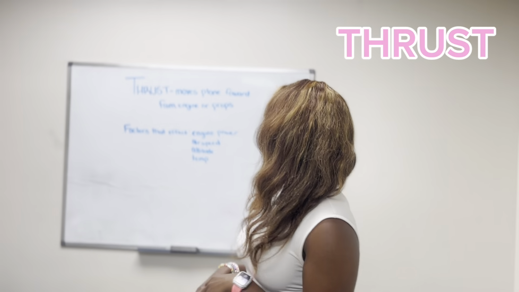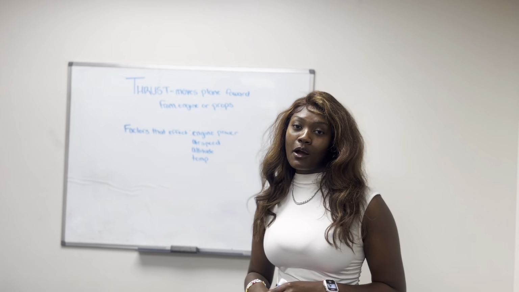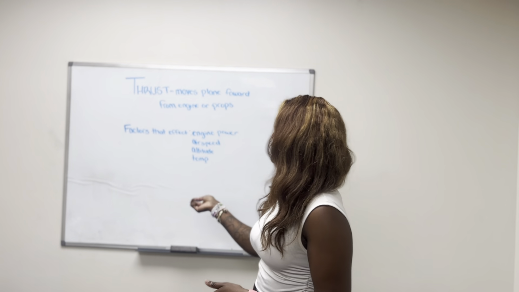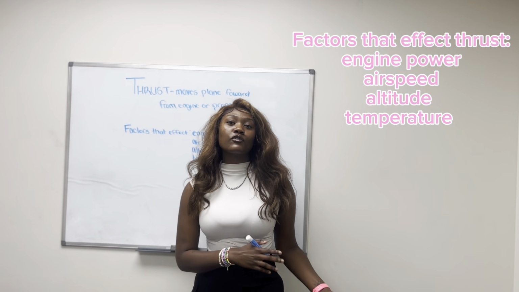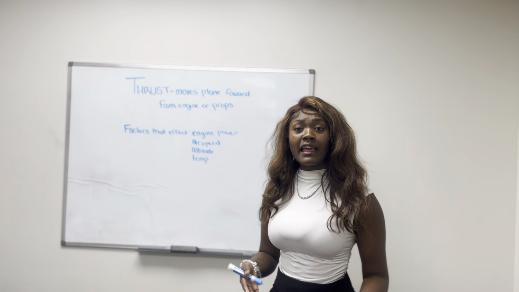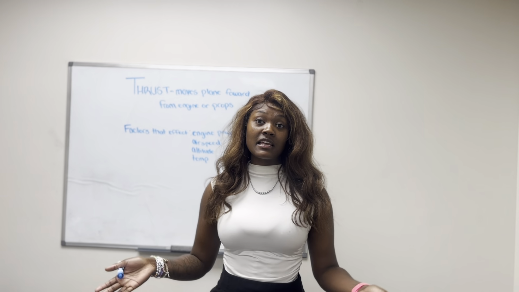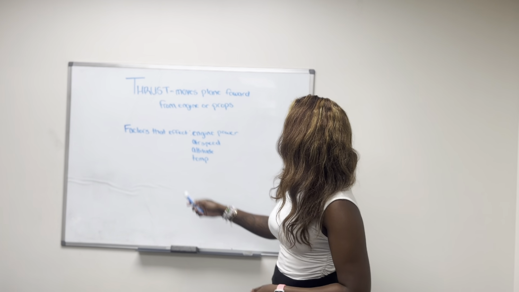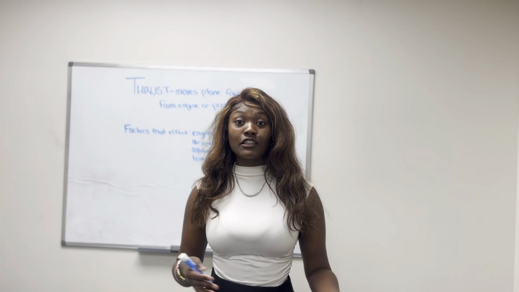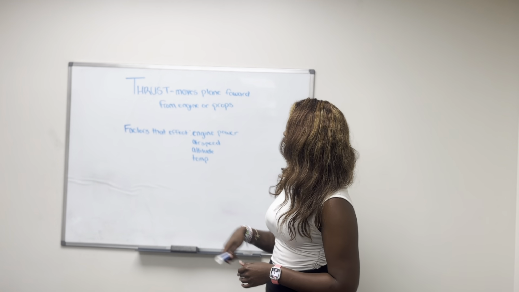The next force is thrust. Thrust is what moves the plane forward from props or the engine. Some factors that affect thrust: we have engine power. If you have a weaker engine, you'll get less thrust because the engine can't produce enough thrust, just because it's not as strong. Then you have your airspeed. If you're at a lower airspeed, you may not get as much thrust. And then you have altitude.